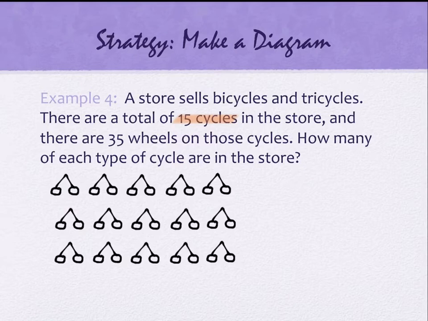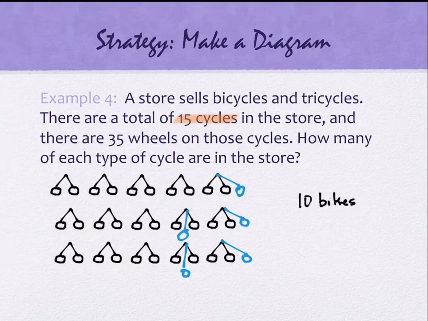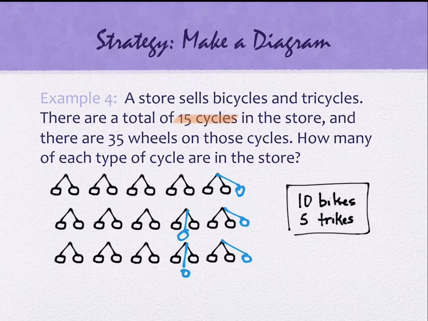Add 5 wheels by making some of them tricycles. You got it. So pick which ones you want to be a tricycle and just add a wheel. There's 1, 2, 3, 4, and 5. We're done. We need to answer the question still. But how many of each do we have? How many bikes are there? 10. And how many trikes are there? 5. And X and Y were not necessary.